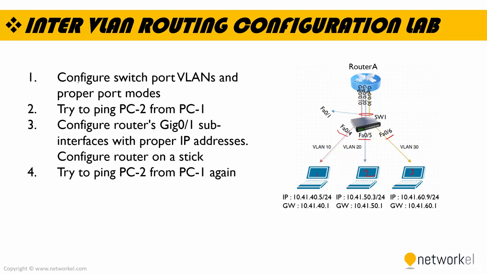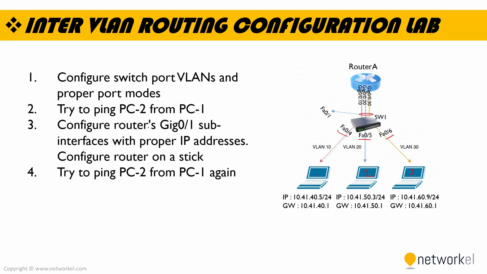So first, configure switch port VLANs and proper port modes. I understand that VLANs are not created, so they need to be created. I think we'll take a look. Second, try to ping PC2 from PC1.